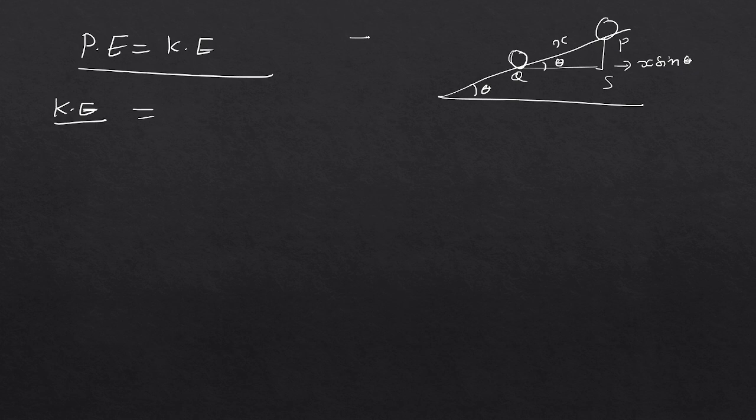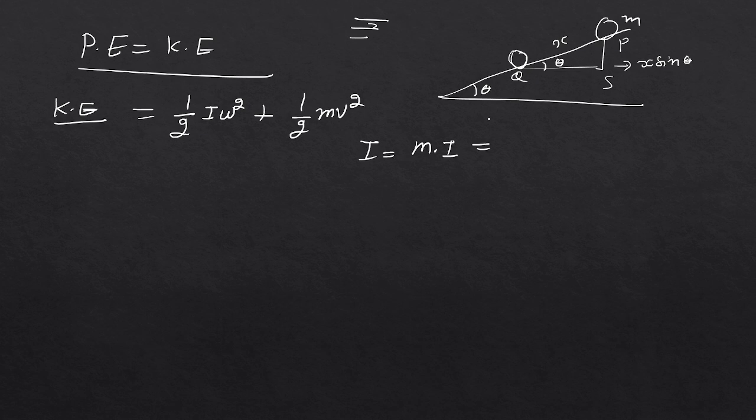So kinetic energy for rotational motion is 1/2 I omega square, and for the translation motion it is 1/2 mv square. M is the mass of this sphere. Now you may be confused about what this I is. This is the moment of inertia.